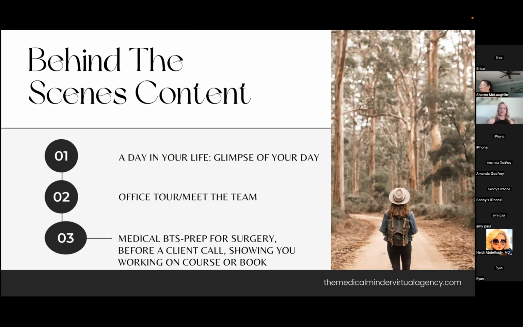Medical behind the scenes, which a lot of doctors do. And of course, you kind of have to work your way around HIPAA and patients being able to sign the waivers of showing their faces if you do befores and afters. But if you want to do preps for surgery, you scrubbing up, or before a client call, showing you working on a course or book.